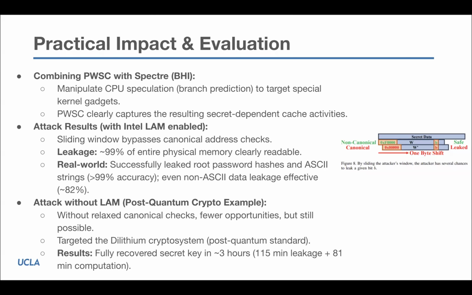And even without the LAM, the attack still works, just with a little more effort. They tested it on a post-quantum crypto system. By leaking just a subset of the coefficients used in the signature, they can recover the full secret key in about 3 hours total. That's about 150 minutes of leakage plus 81 minutes to finish the key recovery.